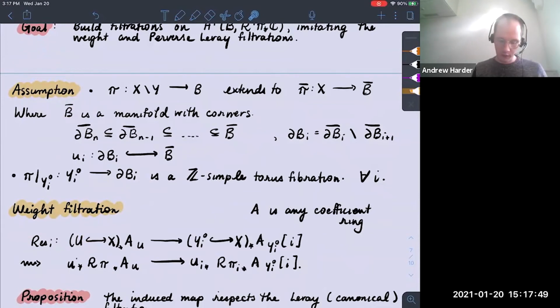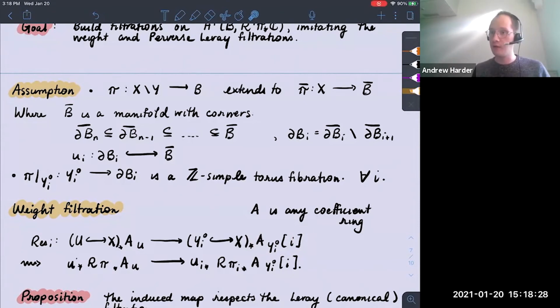So once I have that, I can essentially build a weight filtration on the affine Hodge groups in the following way. I can take the residue map. I gave the residue map, I didn't really explain what it was, but the way you generally define it is in terms of differential forms, but you can also define it purely in terms of sheaves. So if you have the embedding of U into X, and I push forward some coefficient sheaf on U, I get a map from that to the push forward from Y_i circle into X of the corresponding coefficient sheaves on the pieces in the boundary divisor, shifted by i.